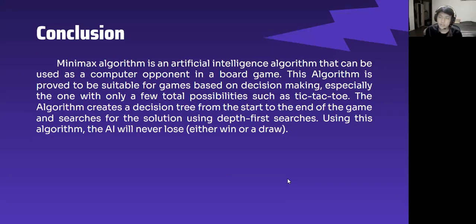And on the last section, there's the conclusion section. Minimax algorithm is an artificial intelligence algorithm that can be used as a computer opponent in a board game. This algorithm is proved to be suitable for games based on decision making, especially ones with only a few total possibilities such as the tic-tac-toe game. The algorithm creates a decision tree from the start to the end of the game and searches for the solution using depth first search. Using this algorithm, the AI will never suffer a loss. It's either a win or a draw.